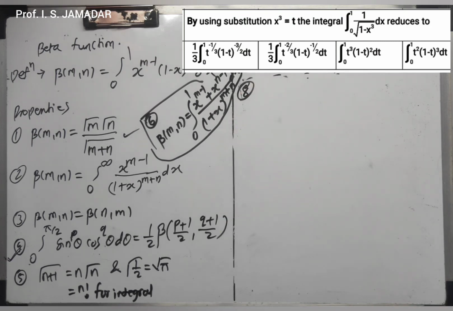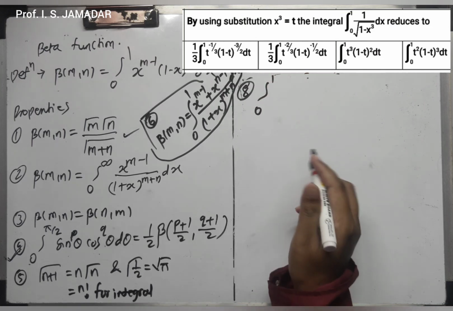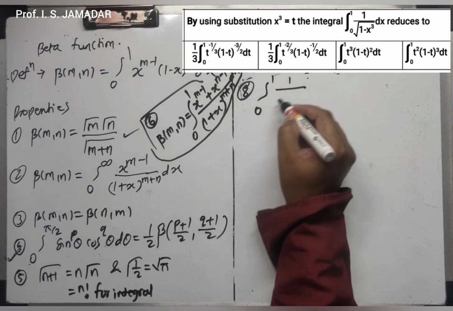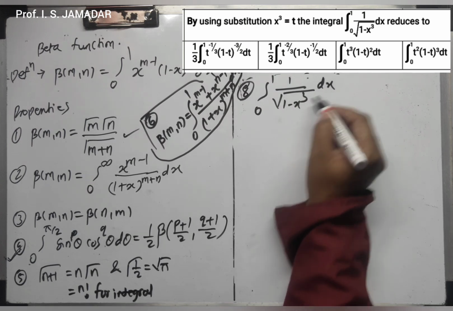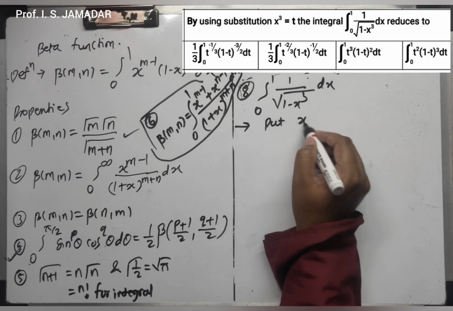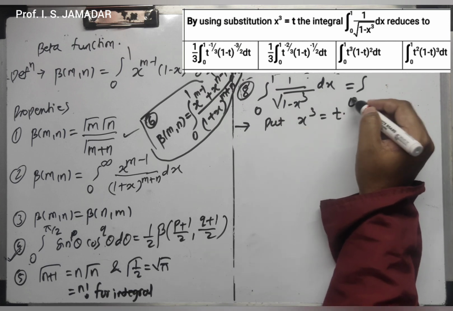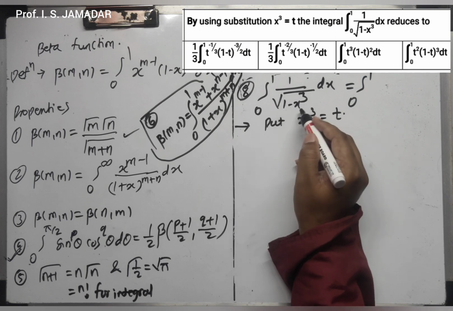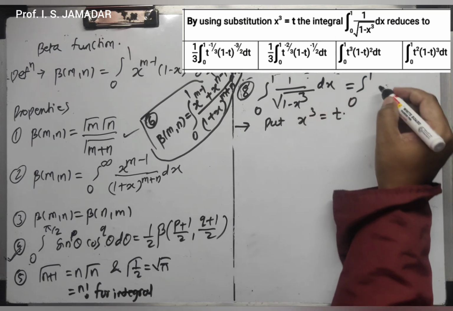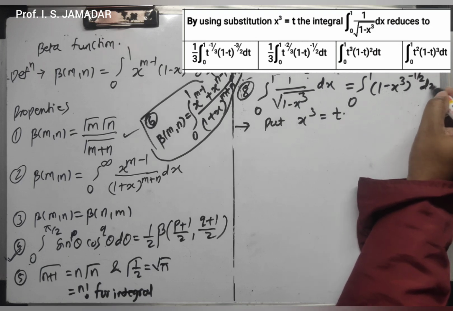By using the substitution x cube equal to t, evaluate the integration 0 to 1 of 1 divided by under root 1 minus x cube dx. Put x cube equal to t. But before that, we can write this integral as integration 0 to 1, where root means raised to 1 by 2. So this is (1 minus x cube) raised to 1 by 2. Shifting to the numerator, it becomes (1 minus x cube) raised to minus 1 upon 2 dx.